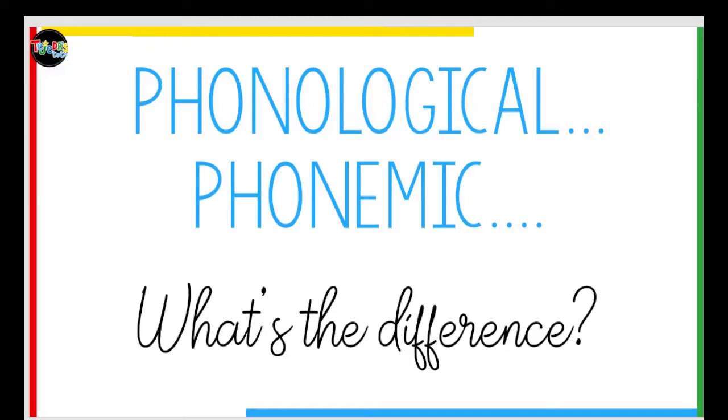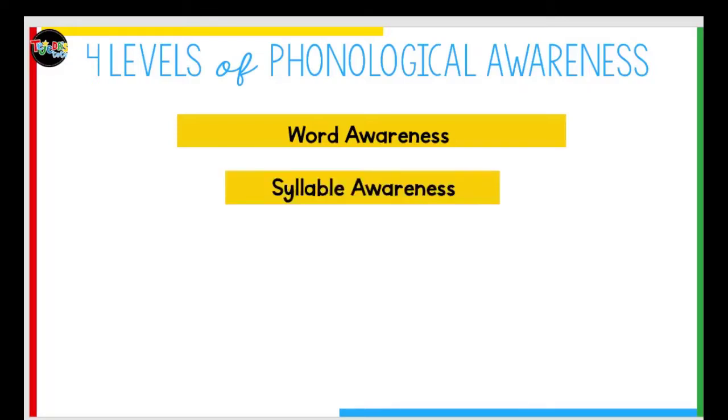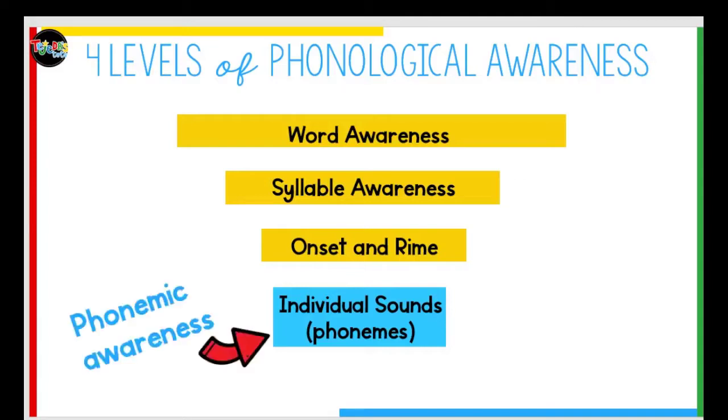So there are 4 levels, starting with word awareness, and then that words are made up of parts called syllables. Even smaller than syllables are onset and rhyme, so that's the beginning sounds and the rest of the word. And then the smallest unit of sound, which is also called the phoneme, that's when we get into phonemic awareness. So a quick way to remember is just that phonemic is a shorter word, so it deals with individual sounds, and phonological awareness includes phonemic awareness, but it also includes bigger parts of words, syllables and onset and rhyme.